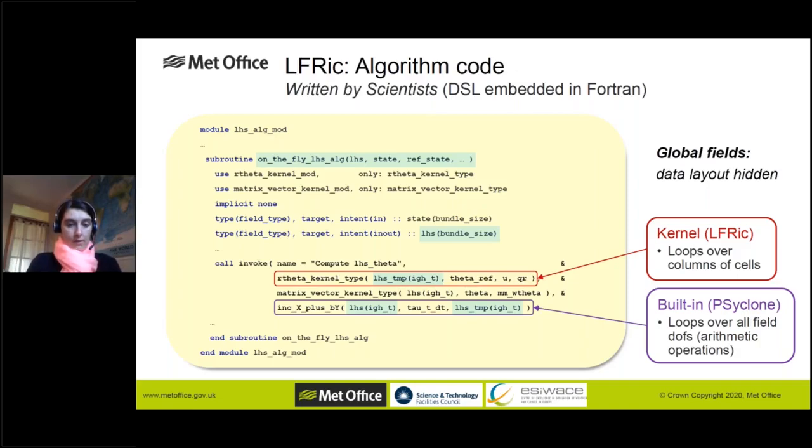One important convention is that the object whose data is written to is always on the left. So in this case, in the kernel call r theta kernel type, we are updating the field LHS temp, and we are using the input or read only fields theta ref u and qr to perform that operations. Below that, you can see a built-in call, and this specific built-in is adding up two fields, and one of them is scaled by a scalar b. The convention for the ordering of the arguments is the same in that the updated field is always on the left.